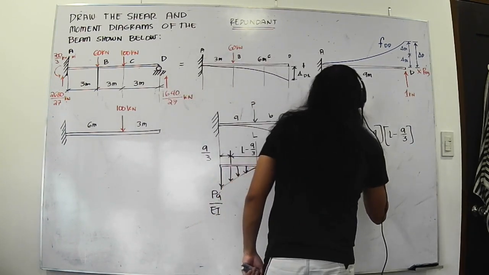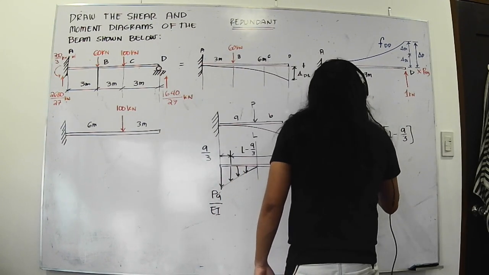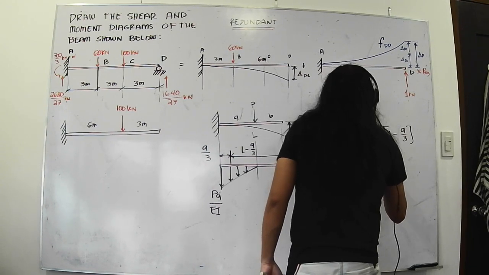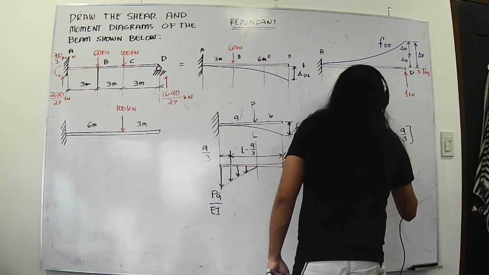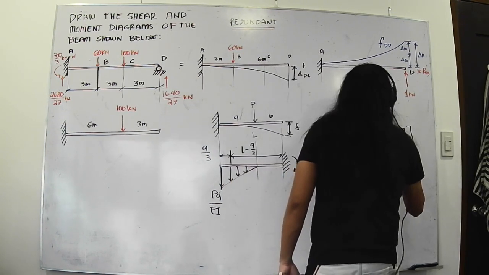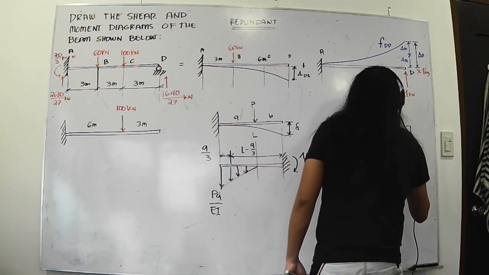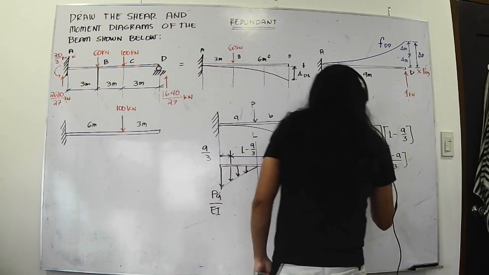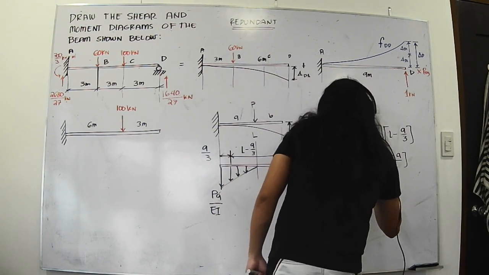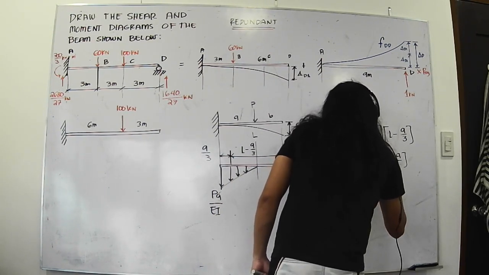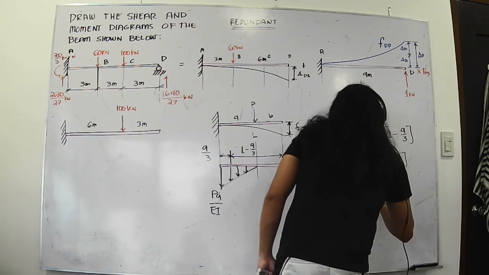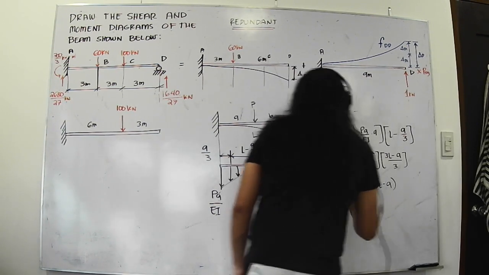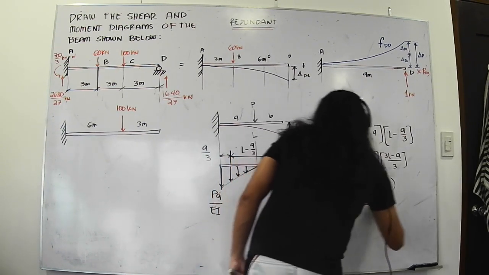If I simplify this, it becomes 1/2 PA squared over EI times 3L minus A over 3. Simplifying, that should be equal to PA squared over 6EI times 3L minus A. This is our deflection at the load.